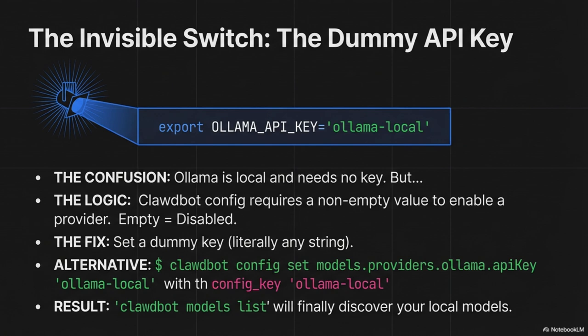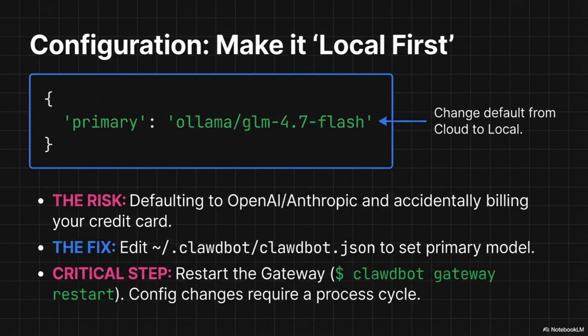So we have Ollama running, we have the model downloaded, but Clawdbot doesn't necessarily know about it yet, does it? No, and this is where it gets a little weird. The author calls this the opt-in that confuses everyone. What's the confusion? Clawdbot requires an API key to discover the Ollama provider. But wait, Ollama's local. It runs on my machine. It doesn't use API keys. That's the whole point. That's the confusion. Ollama doesn't need a key, but Clawdbot's internal configuration logic requires a non-empty value to enable a provider.